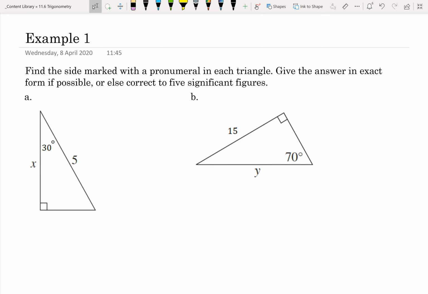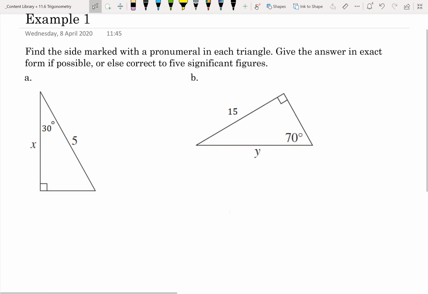Okay, so example 1. Find the side marked with the pronumeral in each triangle. Give the answer in exact form if possible, or else correct to 5 significant figures. Immediately, what you should notice is that we have 30 degrees on one of the triangles, so we're automatically thinking we can use an exact value for that one. But you will also notice that on the second triangle, we have an angle that's not one of our exact values, so for that one, we'll have to use a calculator.